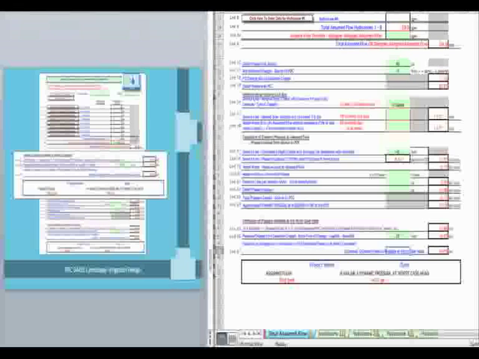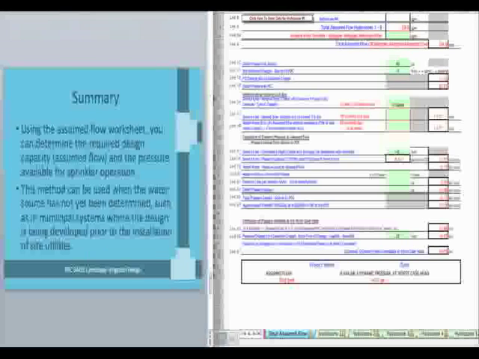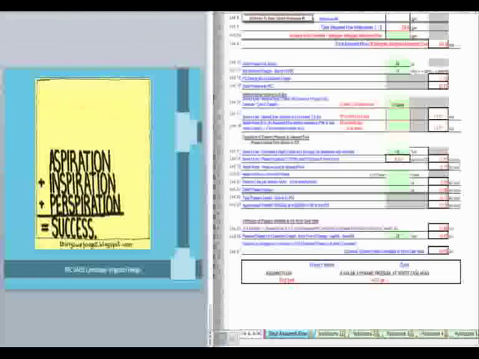All right, so to sum it up, using this worksheet, you're going to be able to determine the required design capacity, or assumed flow, and the pressure available for sprinkler operation. And this is a method that you can use when you have not determined what your water source is going to be. One example would be where there's a municipal system where the design is being developed prior to the installation of site utilities. So that is the end of the discussion of assumed flow. We will continue in the next lecture.